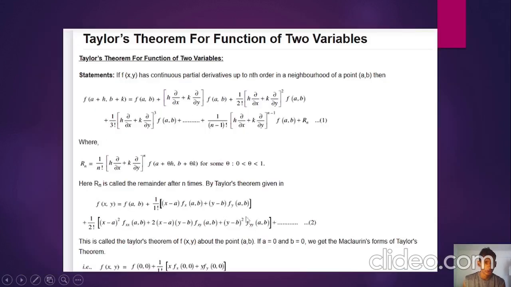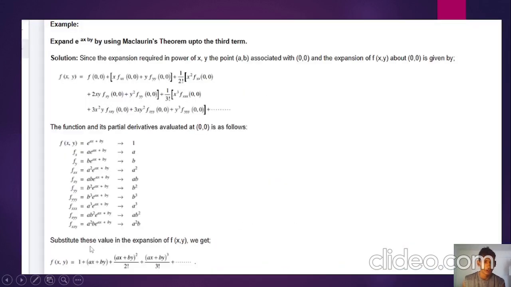Substitute these values in the expansion of f(x,y). We get f(x,y) is equal to 1 plus (ax + by) plus (ax + by) whole square, and then it continues.